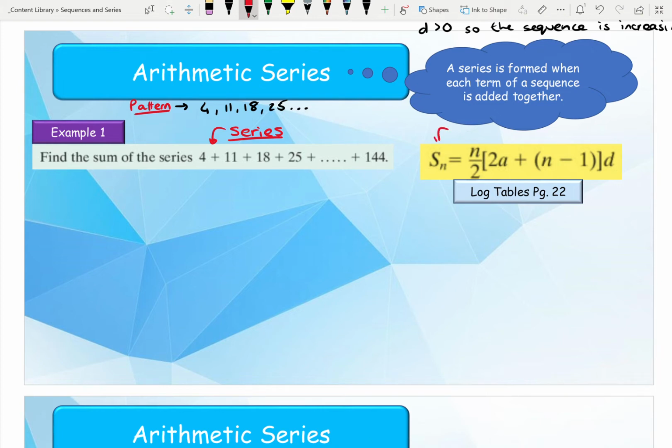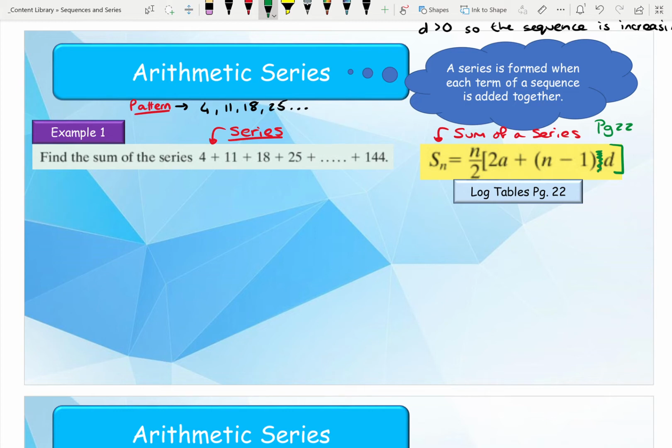Now, when we're looking at a series, to find the sum of a series, which is every term added together, we use our Sn formula, which is called the sum of a series formula, which can be found on page 22 in your log tables, just underneath where we were looking at the arithmetic series. So again, a stands for our first term, d stands for our common difference, and n is the term in the sequence.